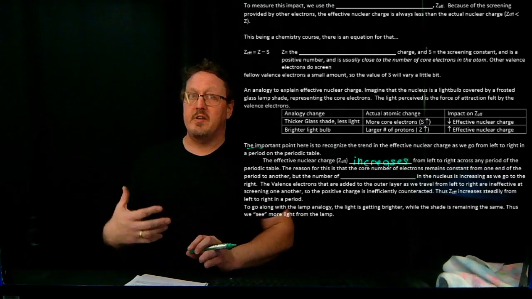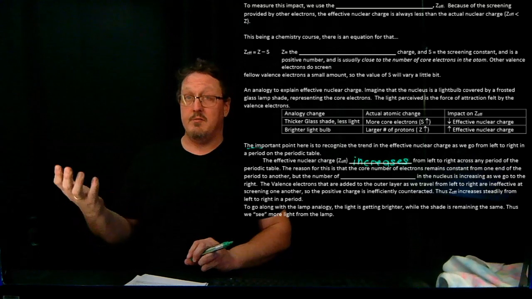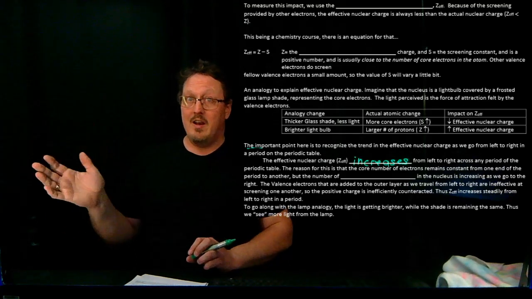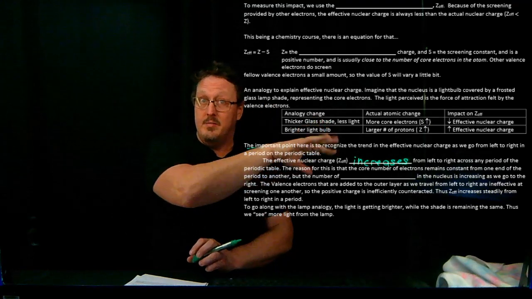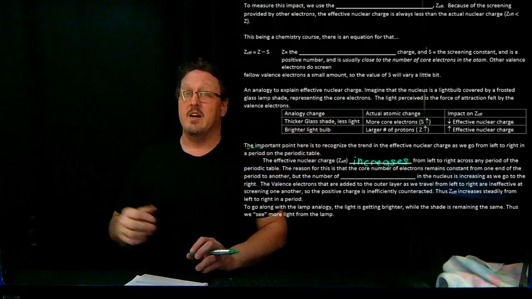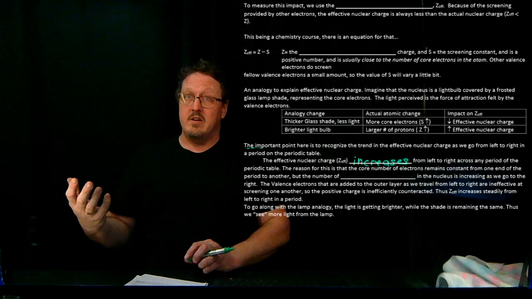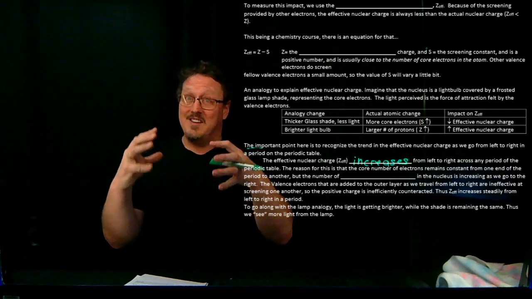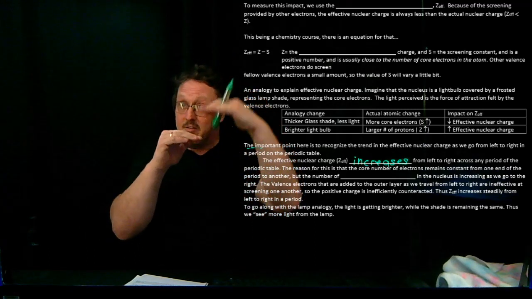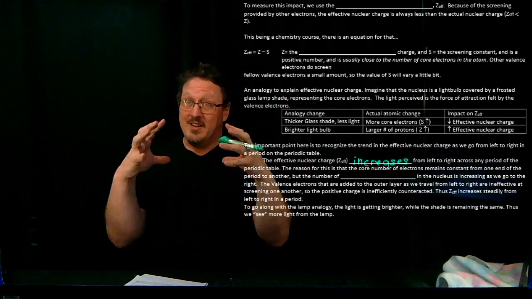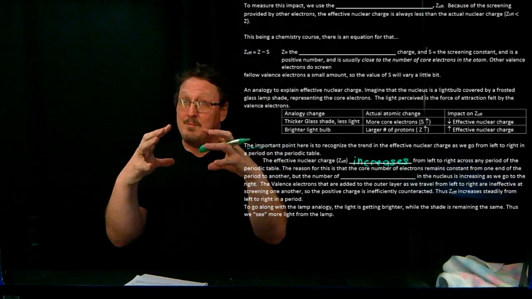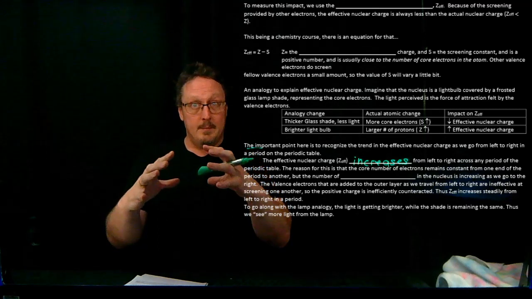The reason for this is that the core number of electrons remains constant from one end of the period to the other. As we move from one side of the periodic table over here by hydrogen and move back to that side, the core number of electrons inside the core stays the same. The valence level on the outside of that does change. We add more electrons to the valence, but that core number in the middle, our lampshade, stays exactly the same.